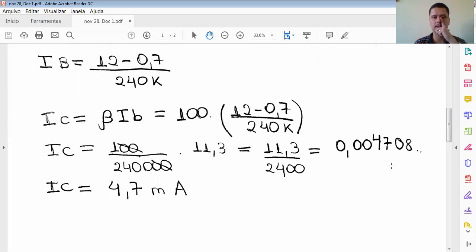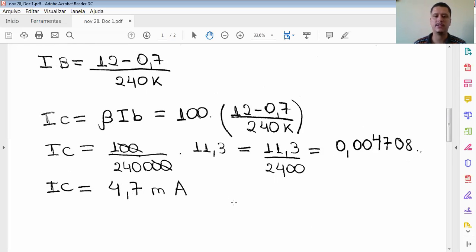0.004708. The exercise required us to show a current in milliamperes. So we need to move the comma or the dot 3 spots to the right. So 1, 2, 3. So the current would be 4.708 milliamperes. If we want just one digit after the dot, we can do an approximation and have a final result of IC equals 4.7 milliamperes.